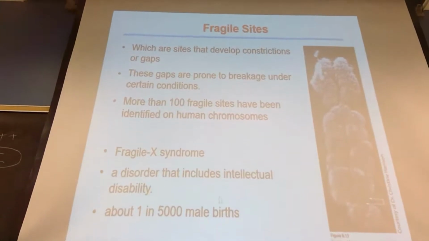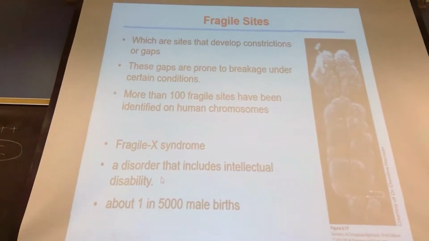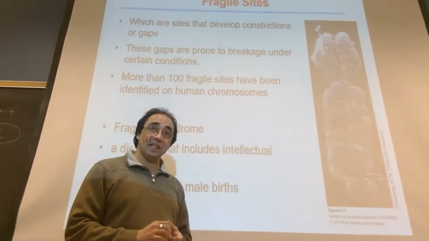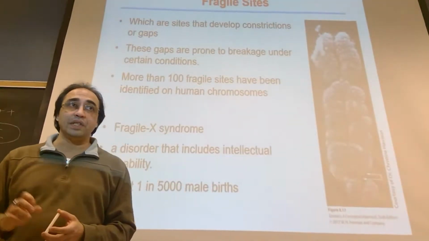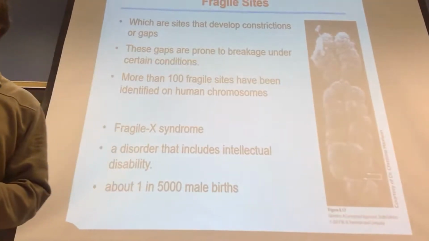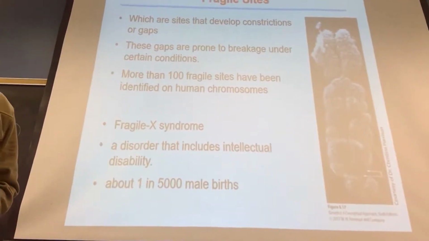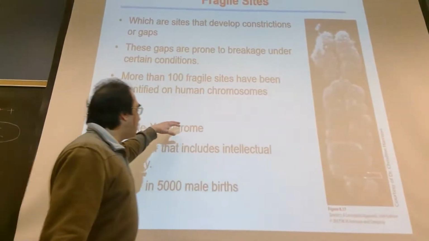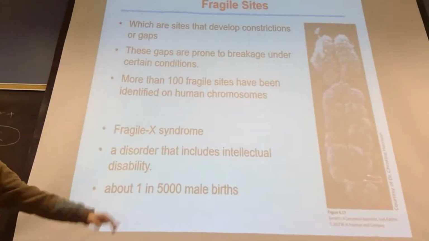And it is about 1 in 5,000 male births. So it is not very less. 1 in 5,000 means it's a very big number. If you consider the 8 billion population, probably we are reaching 8 billion right now, so that is quite a lot. This kind of syndrome is called fragile X syndrome.